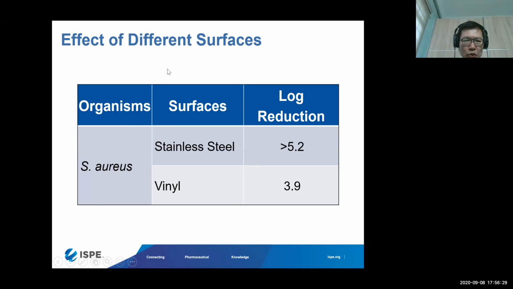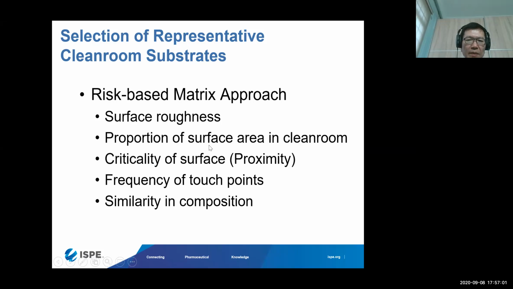So this is just an example to show you the effects of different surfaces. For example, Staphylococcus aureus, if you perform the coupon studies on stainless steel, you can have more than 5.2 log reduction, on a vinyl surface, 3.9. This goes to show us that different surfaces have a significant impact on the efficacy depending on the surface conditions and the material as well. So this gives you an idea to choose the most representative surfaces, because as you know, a clean room has a lot of surfaces.